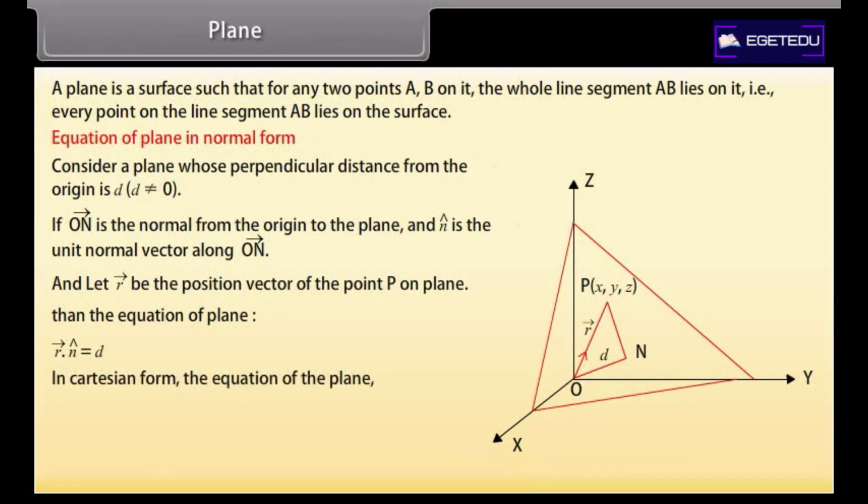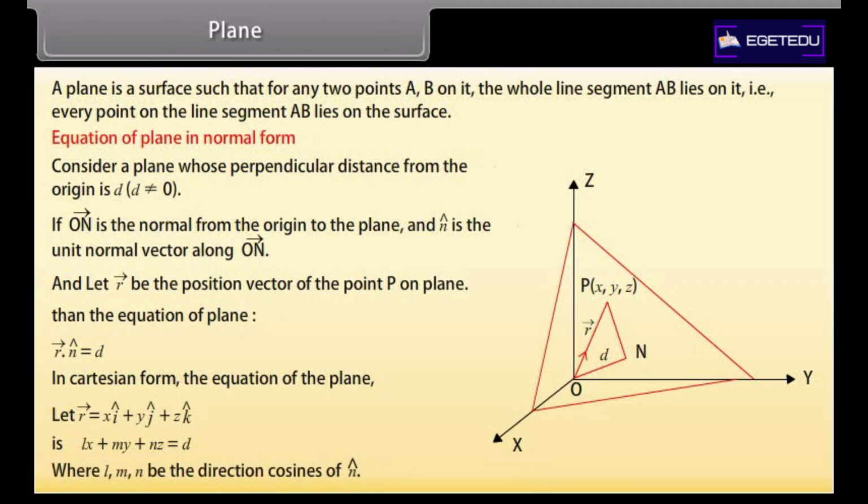In Cartesian form, the equation of the plane: let vector r equals x i cap plus y j cap plus z k cap, the equation is lx plus my plus nz equals d, where l, m, n are the direction cosines of n cap.